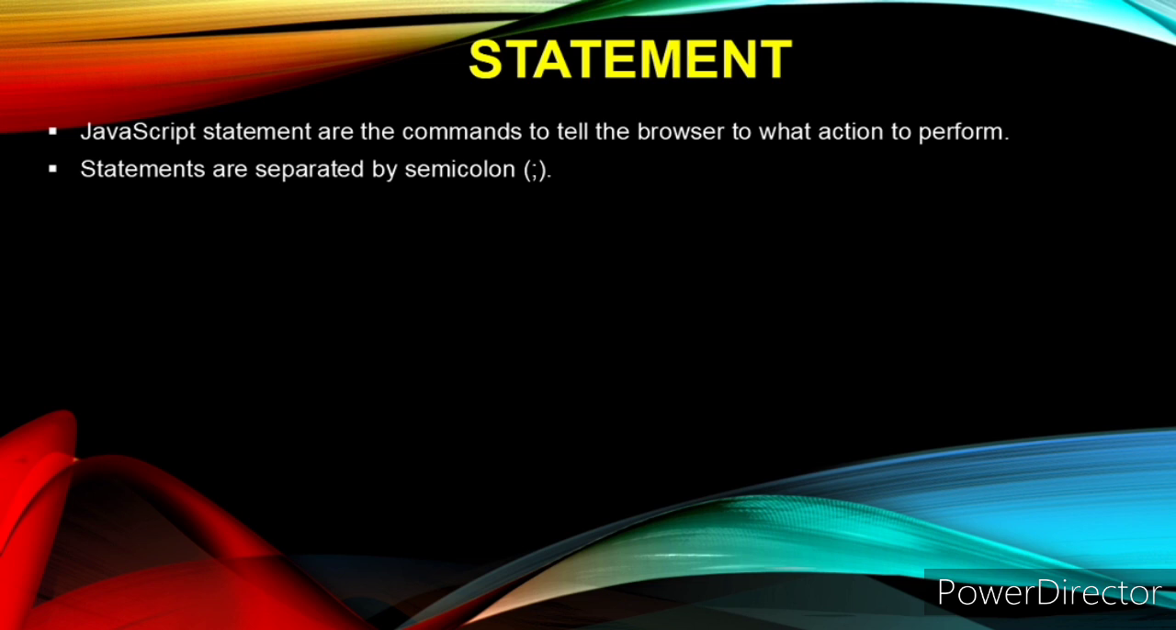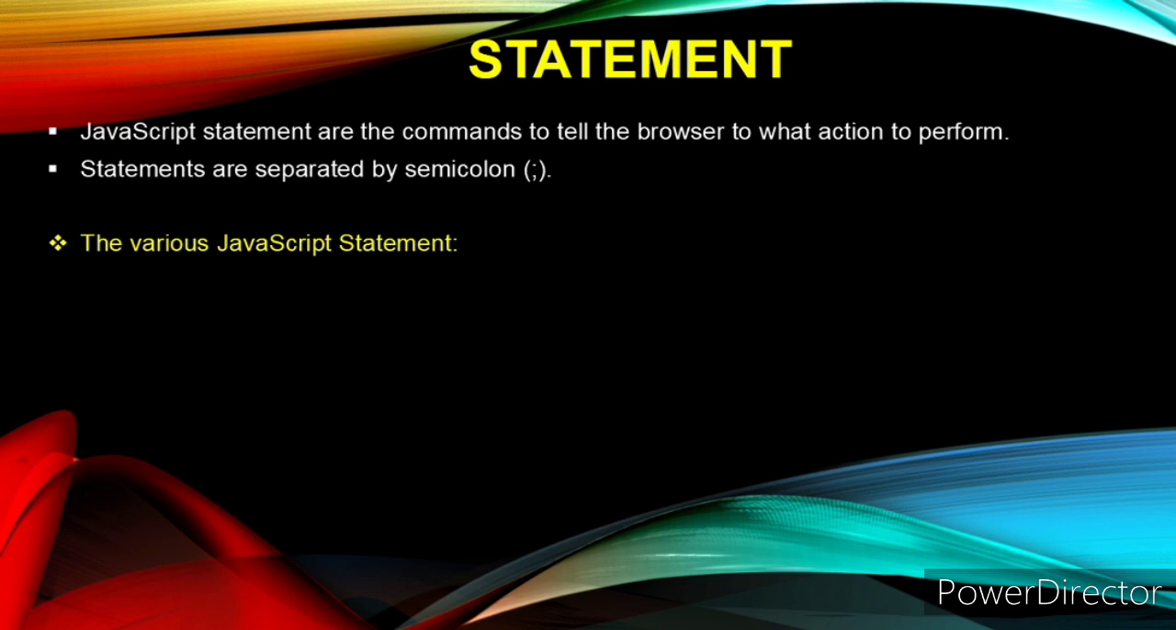Statement. JavaScript statements are the commands that tell the browser what action to perform. Statements are separated by a semicolon. JavaScript statements constitute the JavaScript code, which is translated by the browser line by line.